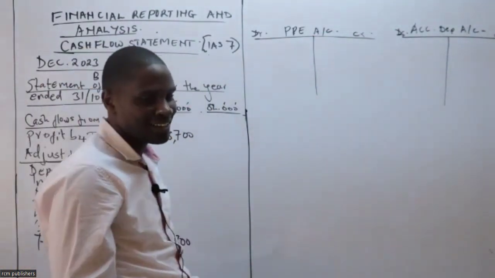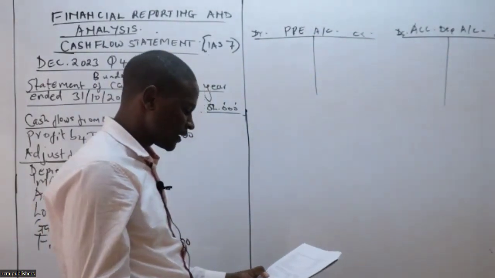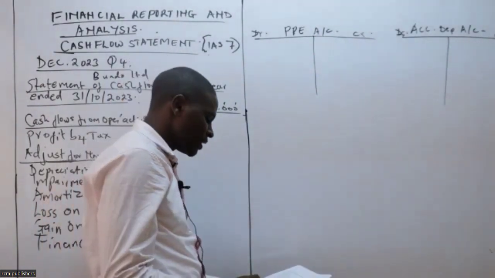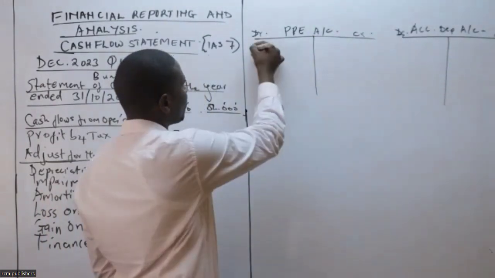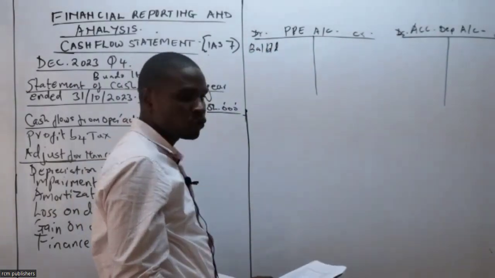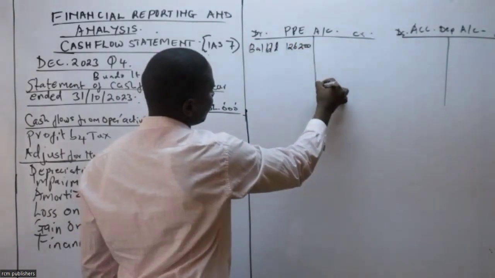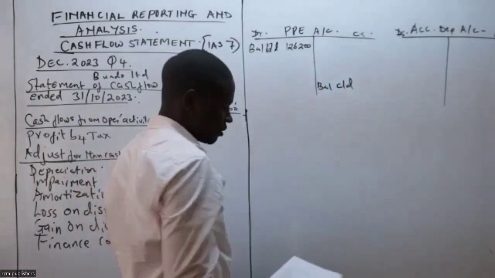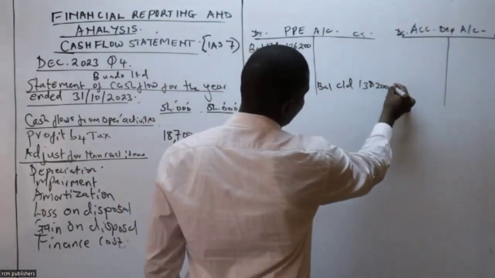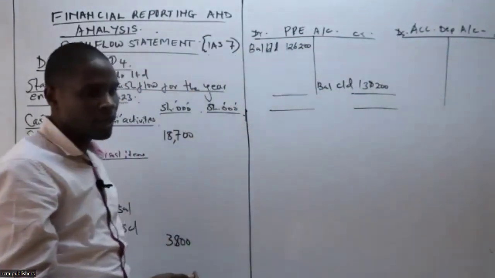This is an asset. It has a debit balance. Therefore, in this case, you have to check the cost of our PPE, the cost that was brought down. The balance brought down, if I look at it, was 126,200. So the balance carried down should be on the credit side, which is 138,200. So I hope you have noted how we are doing this.